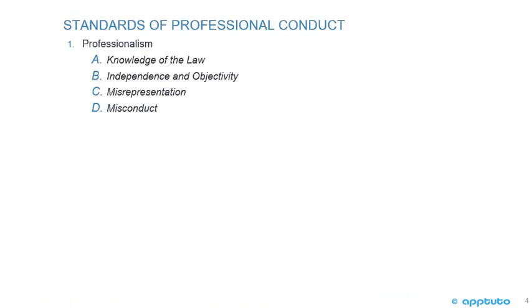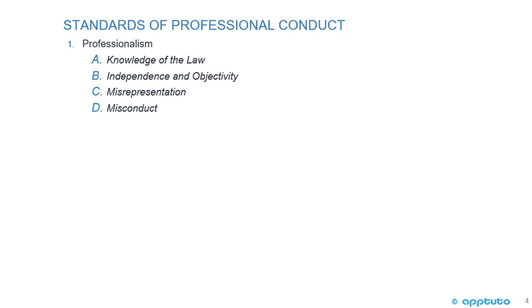Standards of professional conduct. 1. Professionalism. We can see now that there are 4 substandards under professionalism. A. Knowledge of the law. B. Independence and objectivity. C. Misrepresentation. And D. Misconduct. Let's look more closely at the substandards. A. Knowledge of the law.